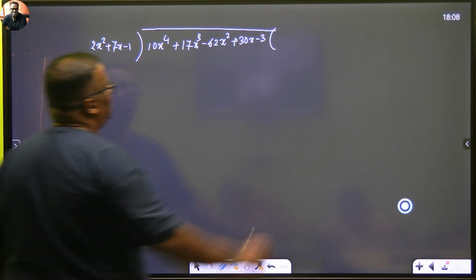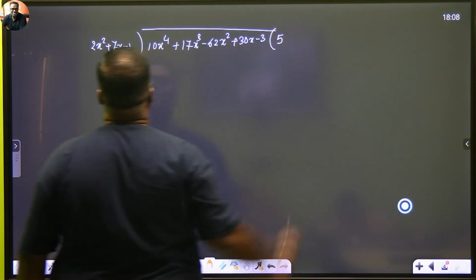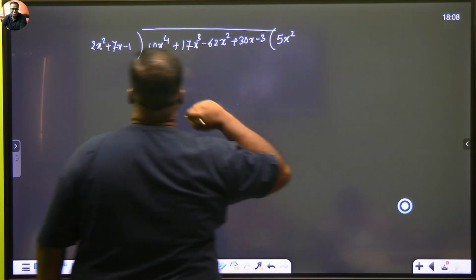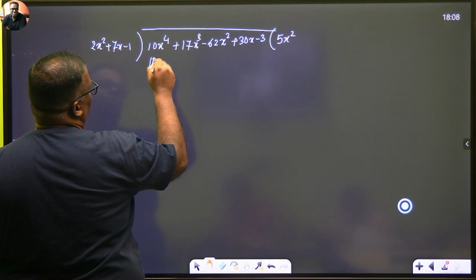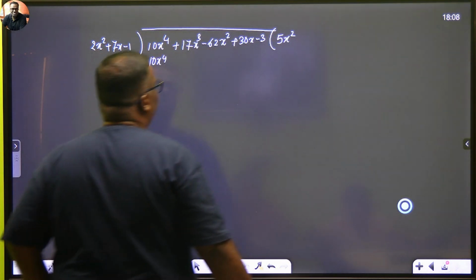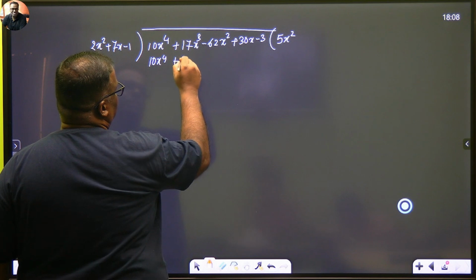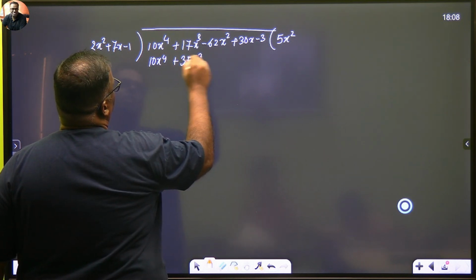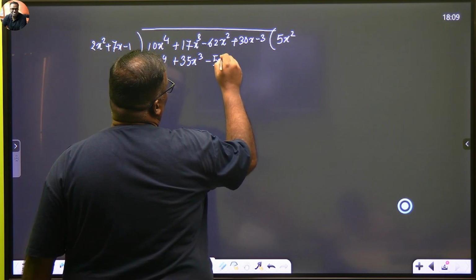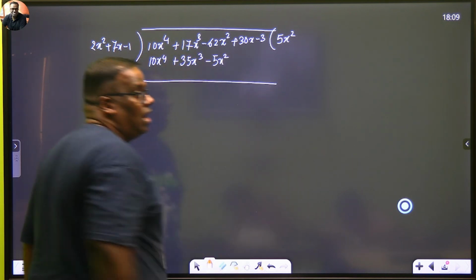So we multiply with what? 5x square. 5x square times 2x square will give me 10x to the 4. Then 7x multiplied by 5x square gives 35x cube. Then minus 1 multiplied with 5x square gives minus 5x square. I'm done with one step. Are you all done?